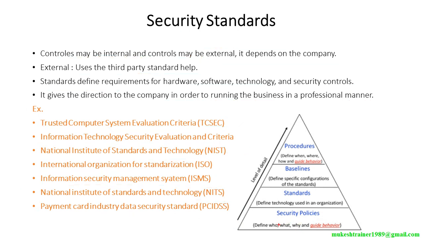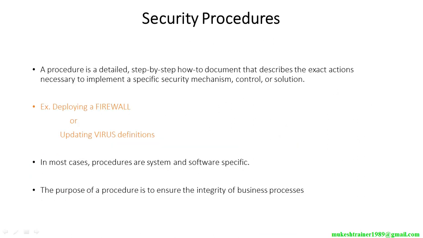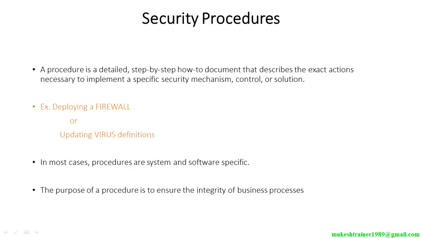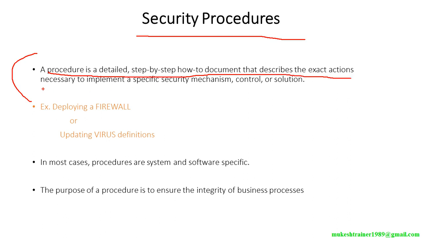Here we understand security policies, standards, baselines and procedures. Let's start with the first one, the procedure. A security procedure is a detailed step by step document that describes the exact action necessary to implement a specific security mechanism, control or unit. For example, deploying a firewall or antivirus.